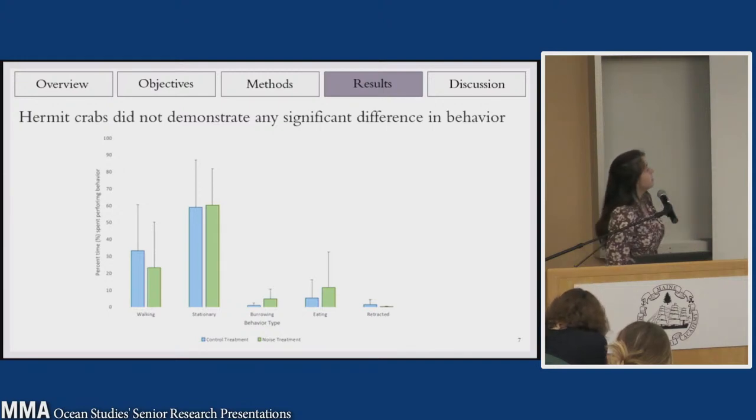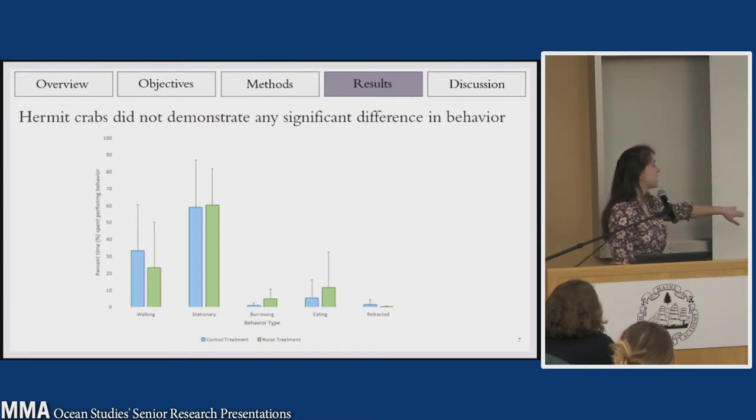So this is a figure from my results, where it shows the average percent time spent performing each behavior on the y-axis and the behavior type on the x-axis. And you'll also note that the blue columns are the control period and the green columns are the noise period.